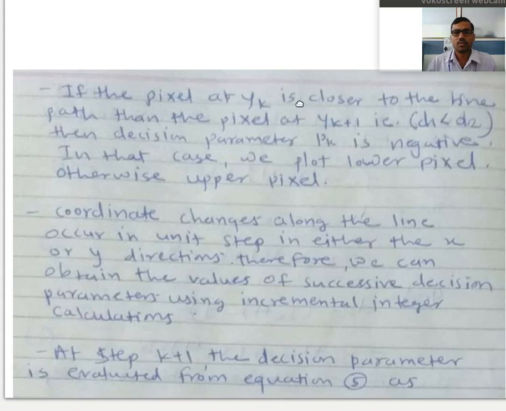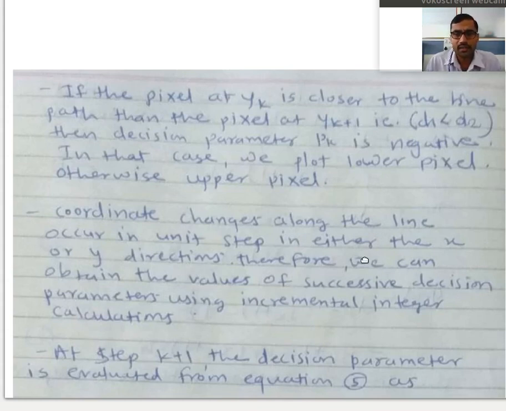So if the pixel at yk is closer to the line path than the pixel at yk plus 1, that is d1 is less than d2, then the decision parameter pk is negative, and in that case we plot the lower pixel; otherwise we plot the upper pixel. We take this decision based not only on the value but on the sign of the decision parameter. If it is negative, d1 is less than d2, and the closest pixel, the lower one, is at xk plus 1, yk; otherwise it is xk plus 1, yk plus 1.